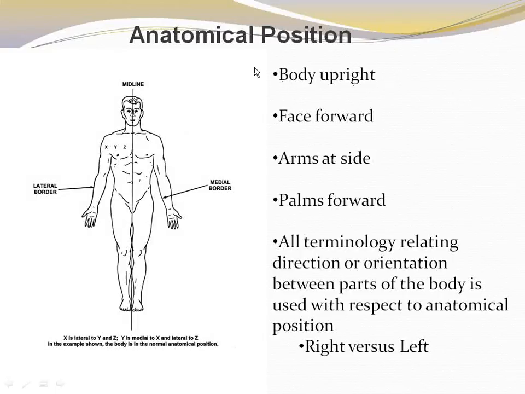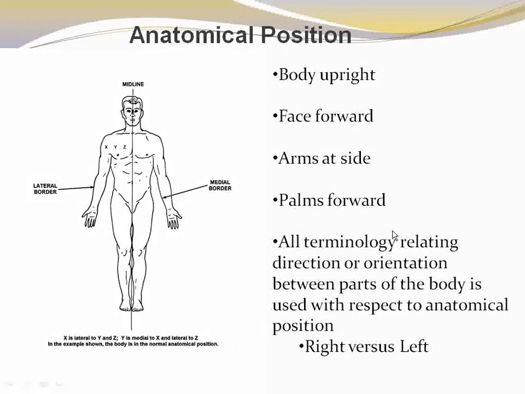The body is upright, face is forward, arms are being held down to the side, and this is really important. Notice that the palms are facing forward. Okay, so that also means this side of your forearm is also facing forward, and that's very, very important for anatomical position and relating different parts of the forearm to each other.